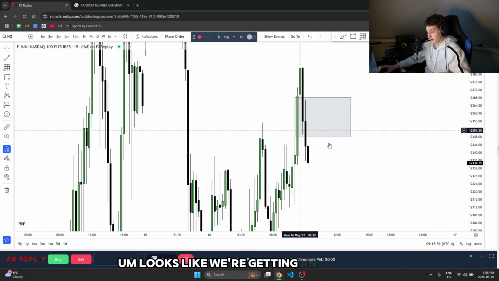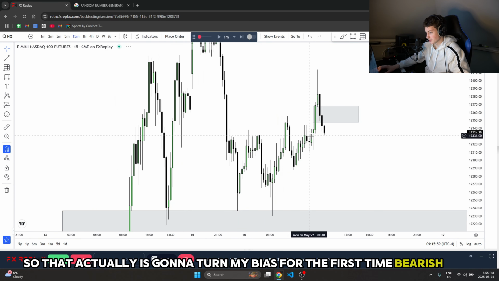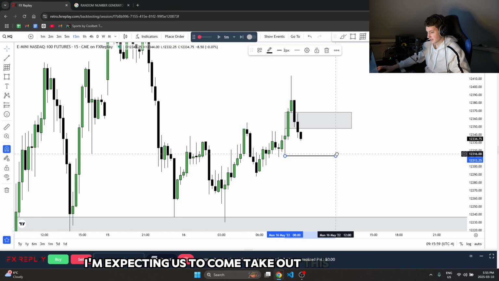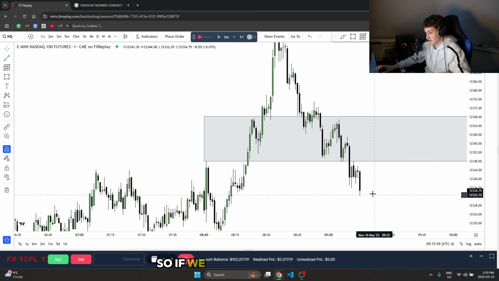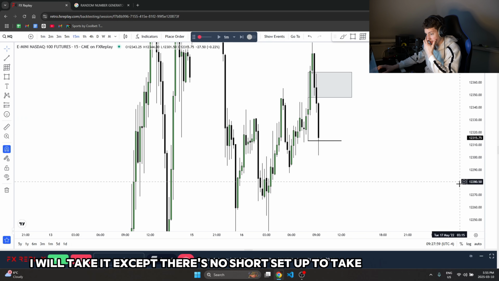Looks like we're getting an inversion, so that actually is going to turn my bias for the first time bearish here. I'm expecting us to come take out this low at least. So if we do get a short setup, I will take it, except there's no short setup to take, and that's okay.